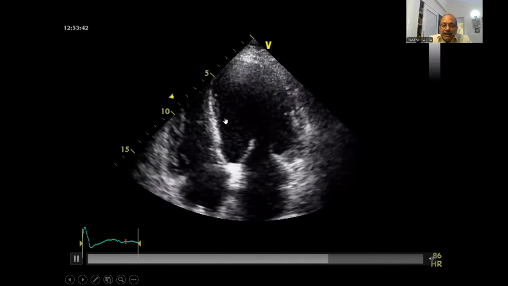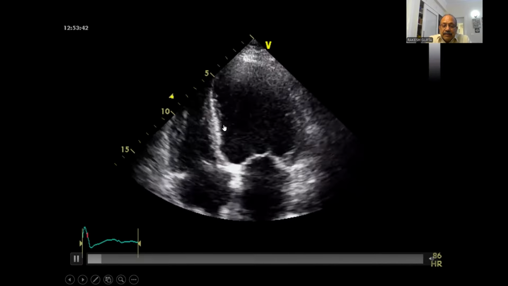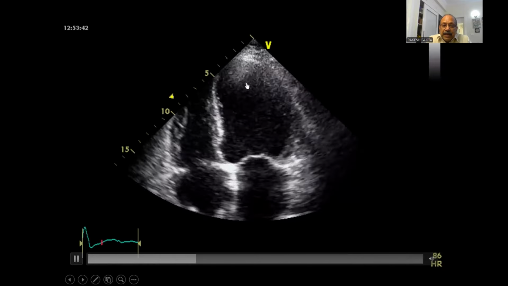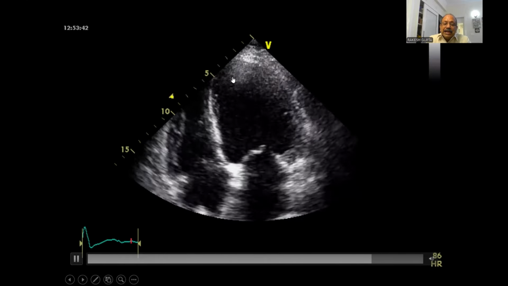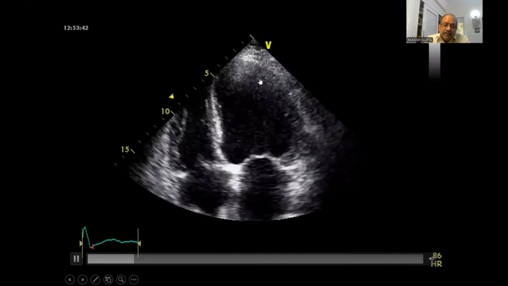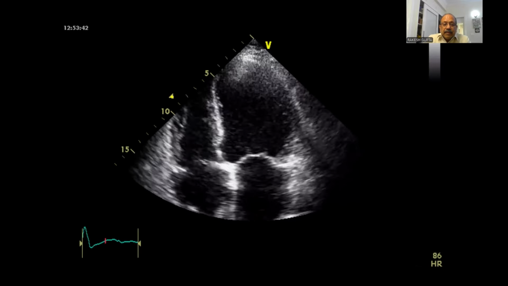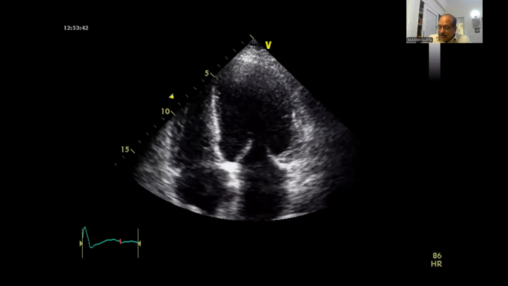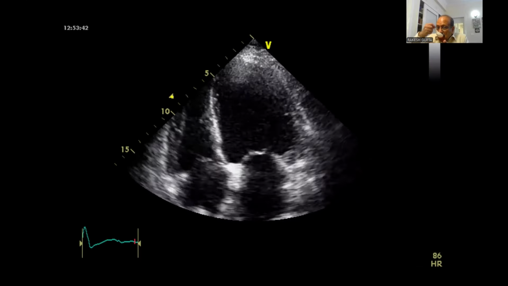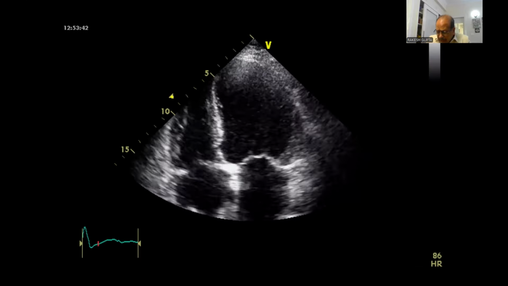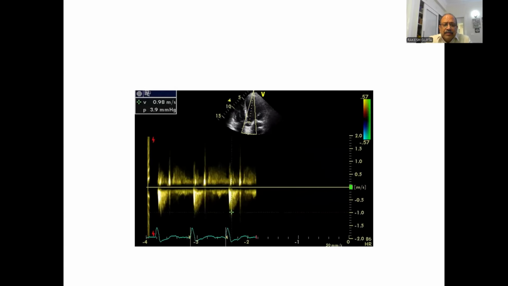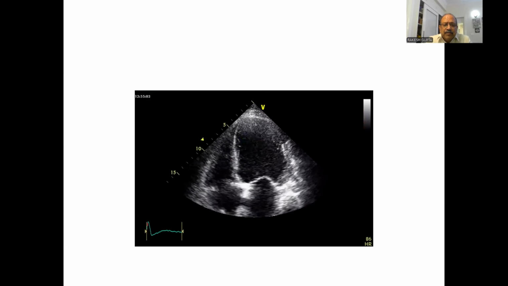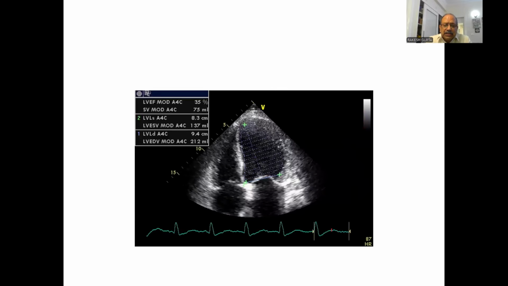There's no endocardial degeneration over here. I can't comment much on the apical segments. Why can't I comment? Because I don't see them. But LV looks to be dilated. When you see hypokinesis in virtually all segments, then you say that this is possibly global LV hypokinesis.